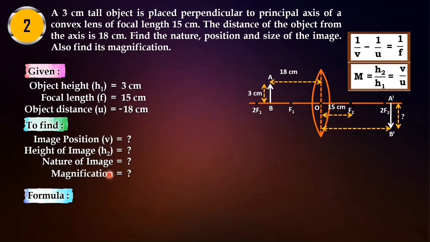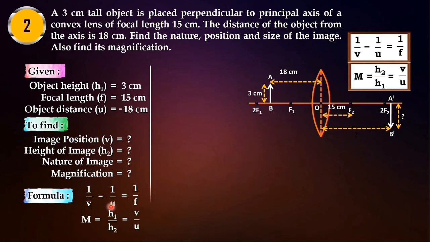Okay? For finding the image position, which formula will you use? Yes, the lens formula. That is 1 by v minus 1 by u equal to 1 by f. And for the image height and magnification, we will use the magnification formula. Okay? Now see the solution.